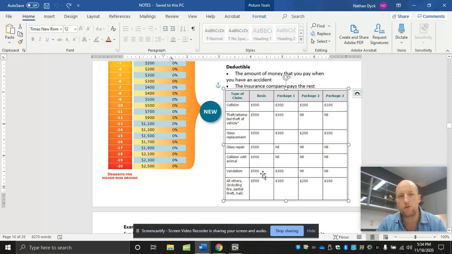Vandalism. There was an individual that decided to kick my car. I actually saw the footprint on my car. This was when I was parked at my condo in Steinbach. So I took a picture of it and brought it in. I didn't have to pay anything. Why? Because I didn't have the basic package of $500. I had the $200 deductible. And as you notice, with the $200 deductible, nil means you do not have to pay. So I paid nothing for somebody so callously kicking my car door. How stupid of them. And lastly, all other things.